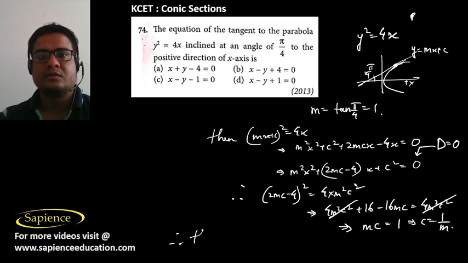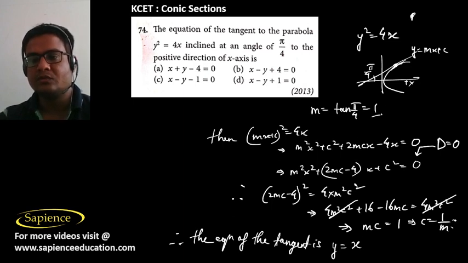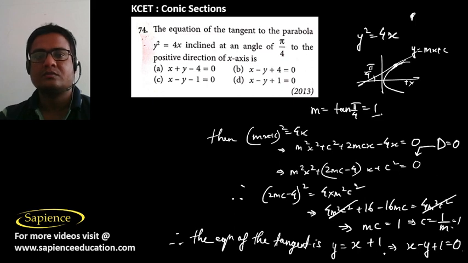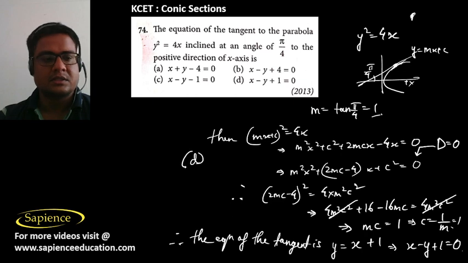So therefore, the required equation of the tangent will be y equal to mx plus c, where m is 1, and c will also be 1. So y equal to x plus 1. So we can say it is x minus y plus 1 equal to 0. So option D is the correct answer.